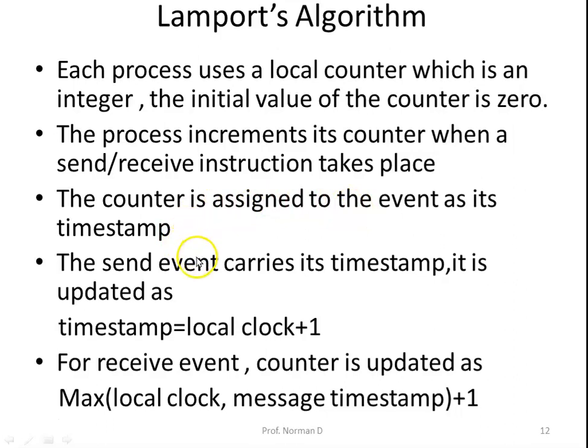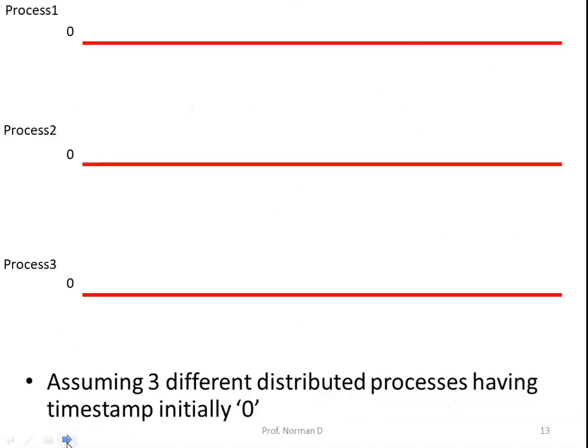The sender event carries its timestamp and it is updated. Now how is it updated? Its timestamp equals the local clock of that machine plus 1. For a receive event, the counter is updated in this particular format. The maximum value is taken among the local clock and the timestamp of the incoming message, plus 1. We will see a small problem on this Lamport's algorithm and try and understand how it works.